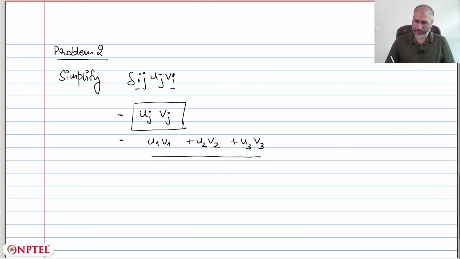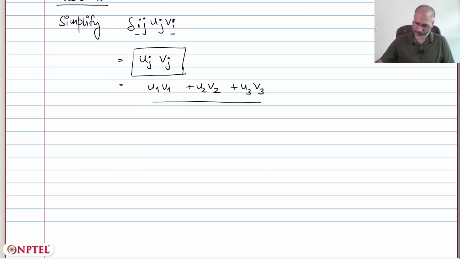Right now, many students will ask that why did we take i as repeated? Why not take j as repeated? Well, we can do it. So there's no preference as such. So let's try solving that way. So I'll say another way. So delta ij, uj, vi. So in this case, we say that, okay, the index j is repeated.